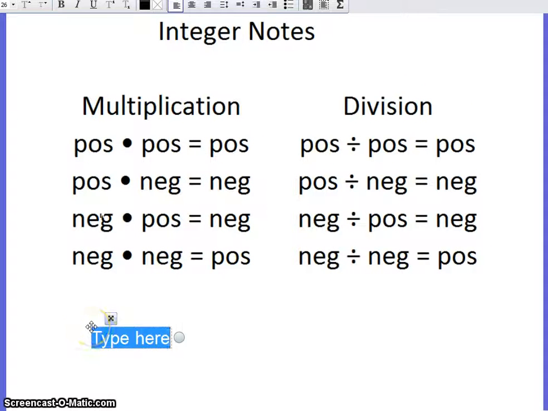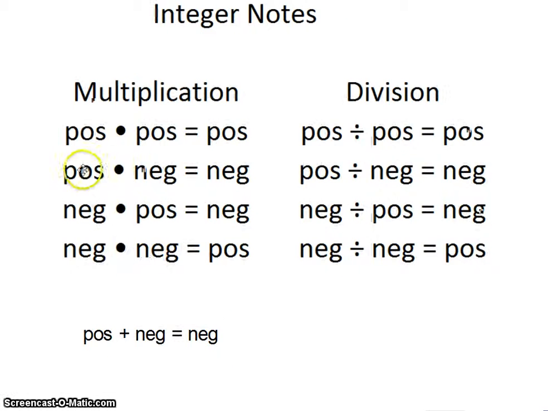Don't ever say this. Don't ever say that a positive plus a negative equals a negative. Even though I see it says positive times a negative is a negative, that rule will not work for addition. So don't do that. Alright, why don't you take a minute and write down these notes so that you have them. And then when you're done writing that down, you can continue the video.